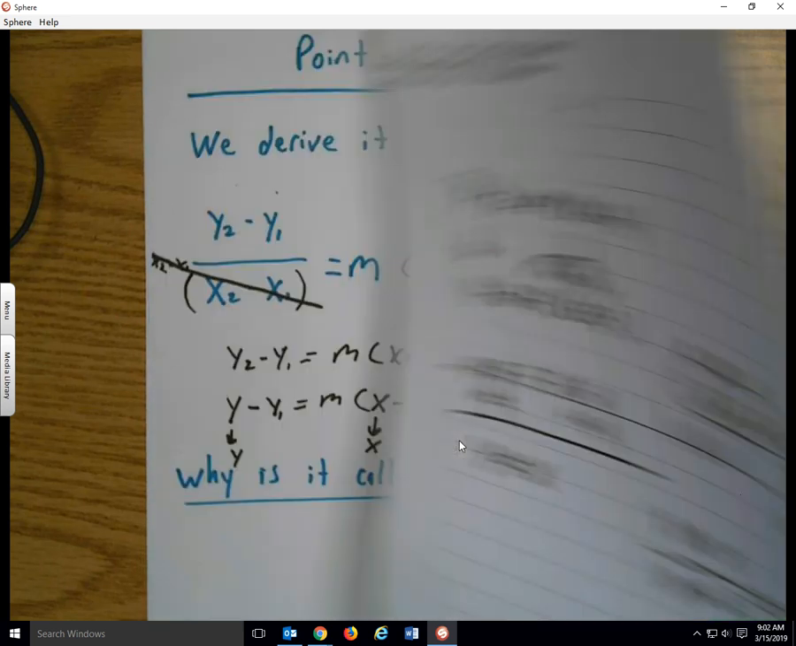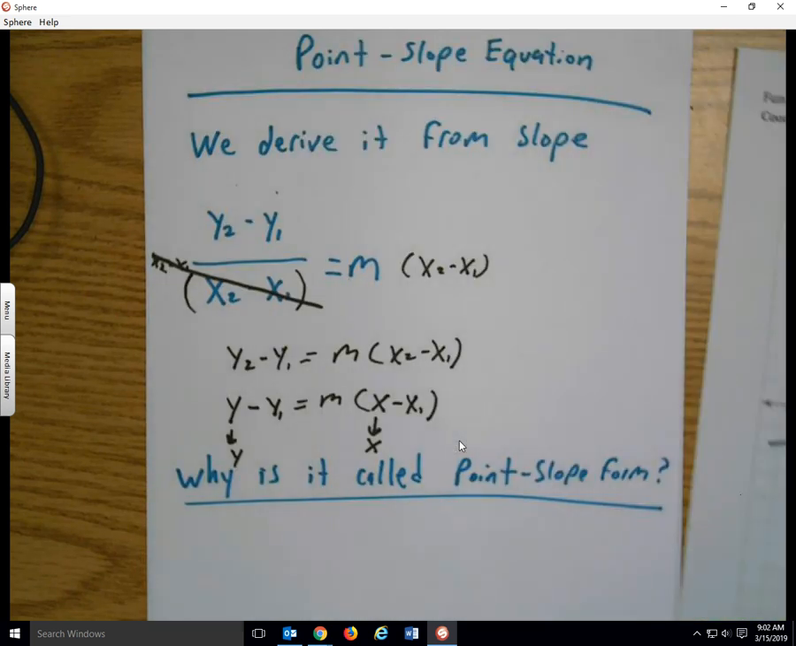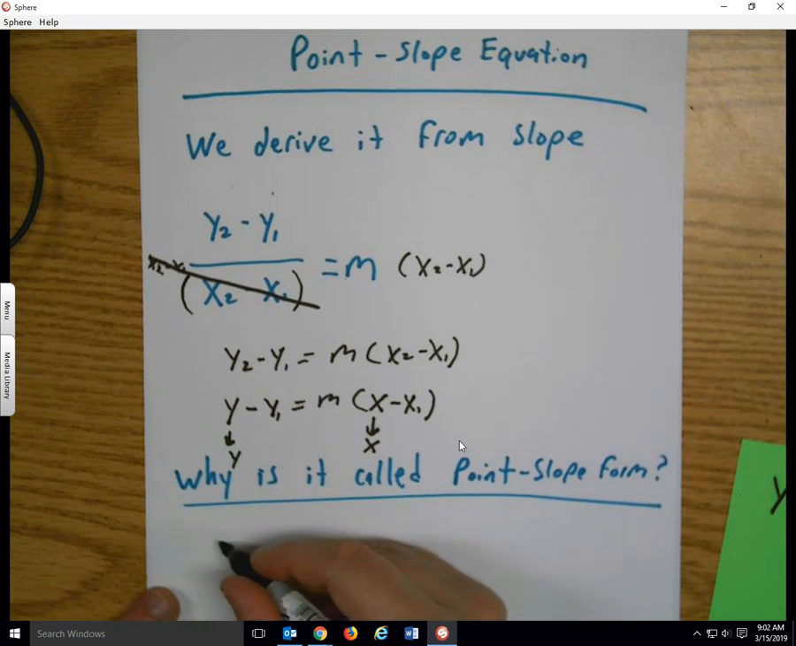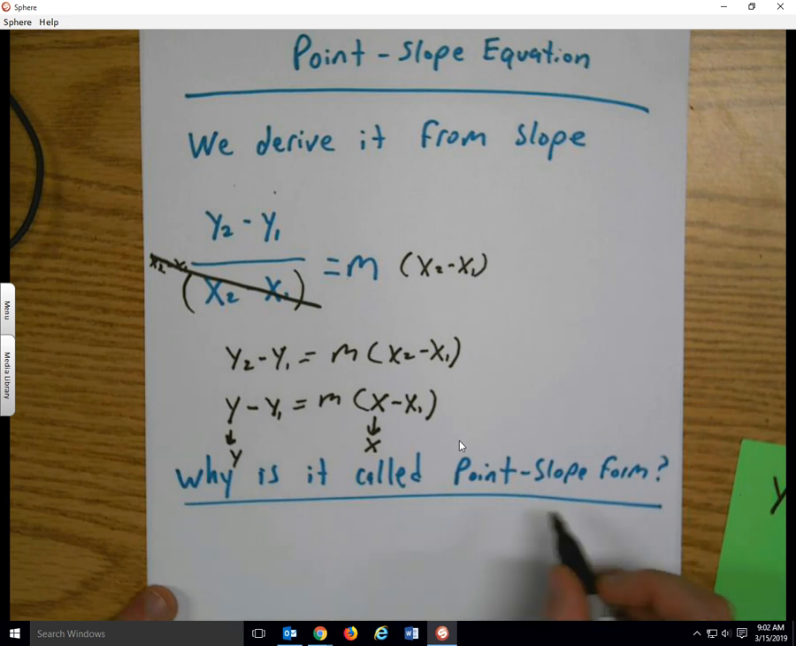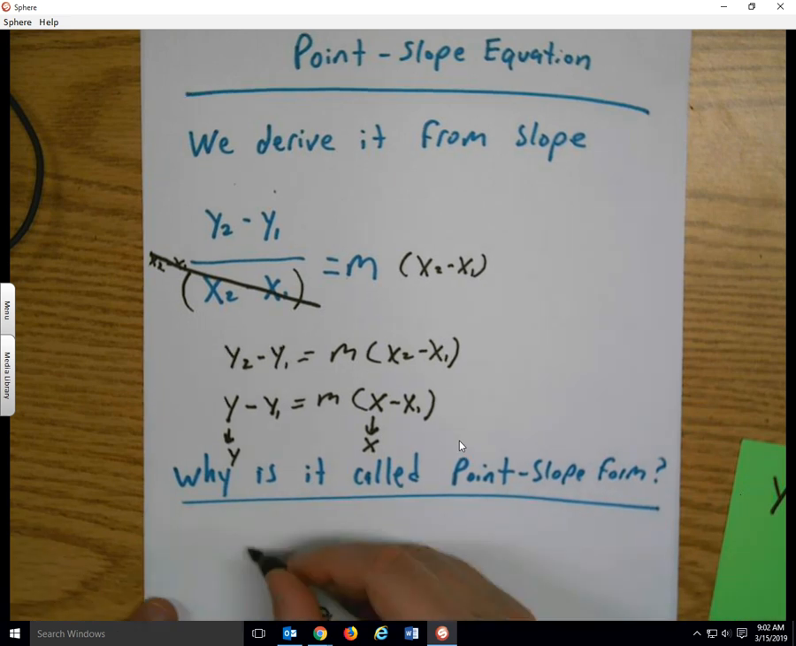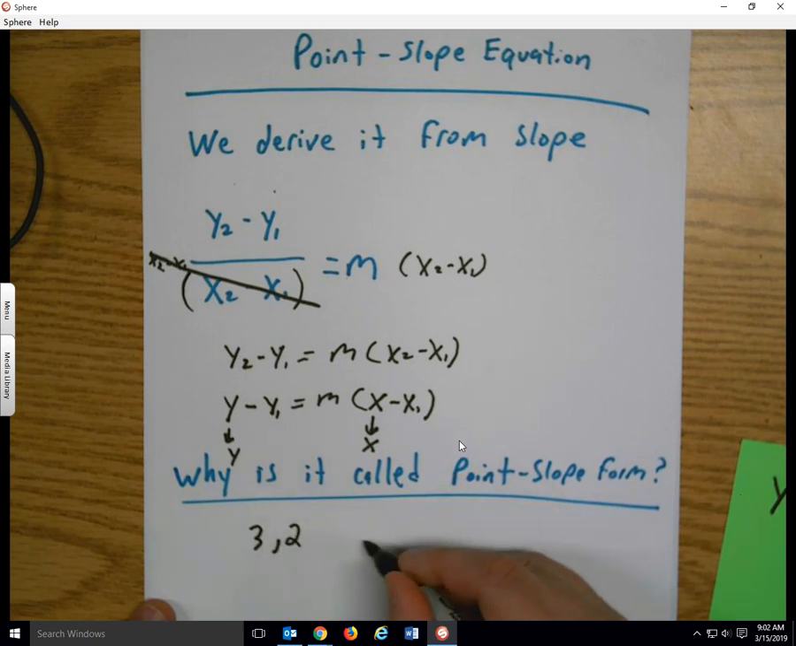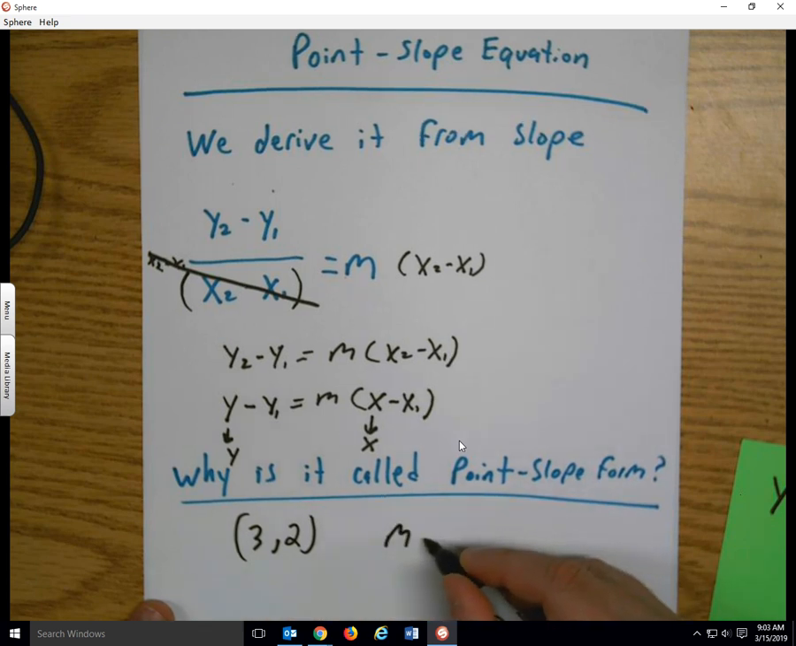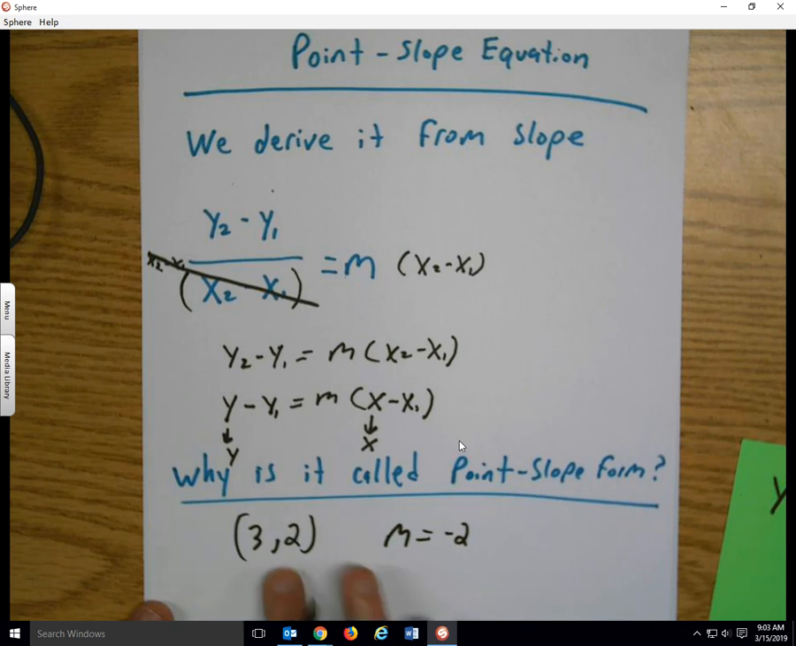I now want to do some sample problems with it. Okay. So again, why is it called the point slope form? Because you need a point and you need the slope, and then you can fill it in. So if I were to give you two numbers, like let's say a 3 and a 2, and I told you that this was a point on a line, and I told you that the m was, I don't know, a negative 2. Could you fill that in using the point slope form?